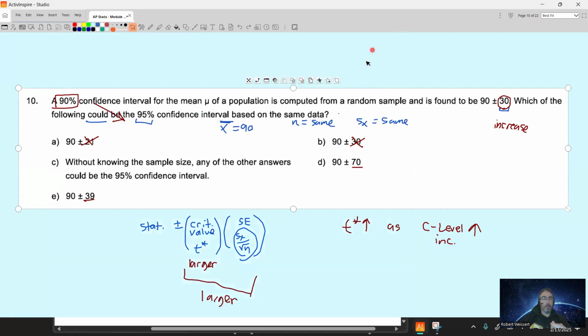So let's go ahead and circle that. This one's just going to be too large, okay? This one's too large. That would be an unrealistic margin of error.